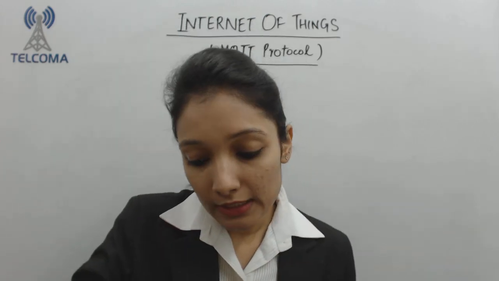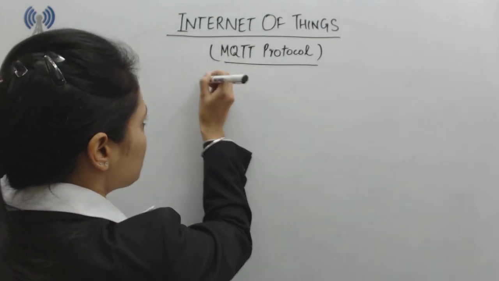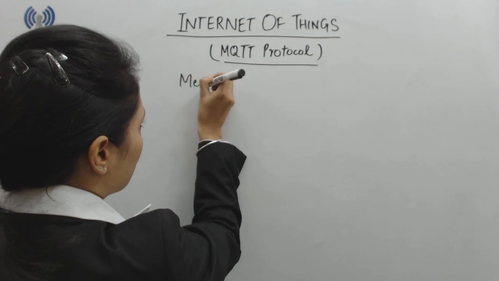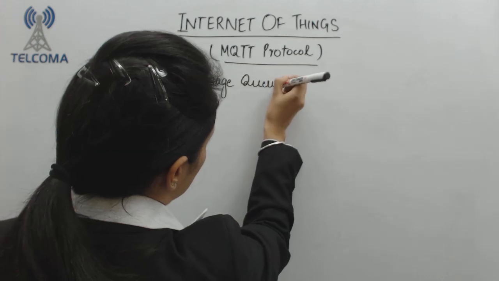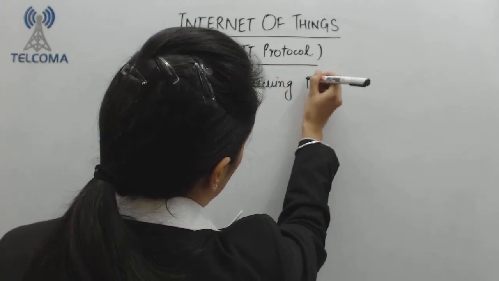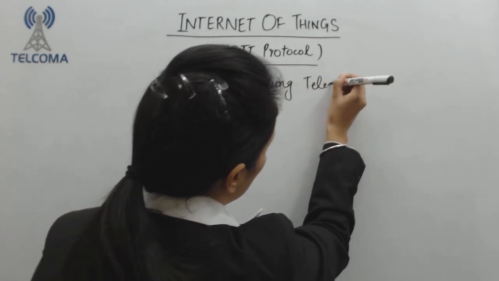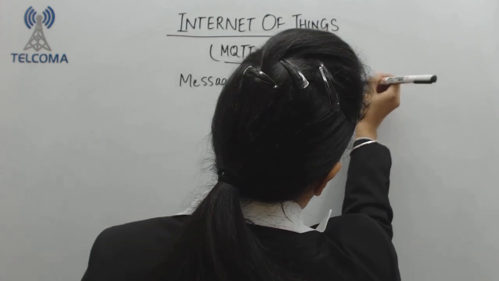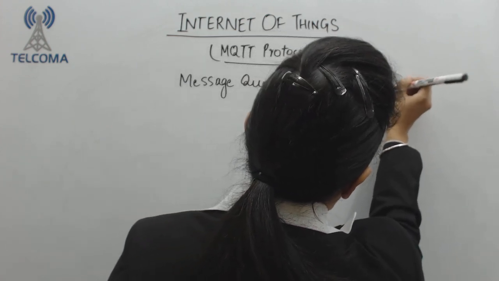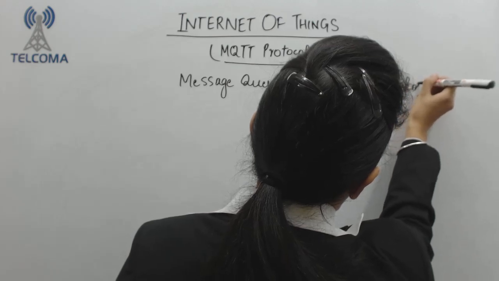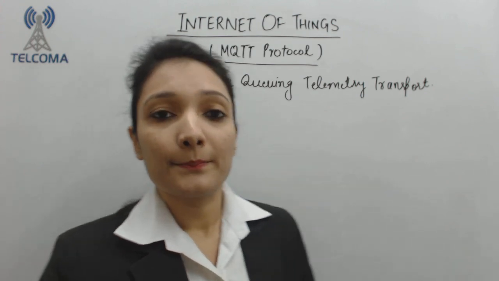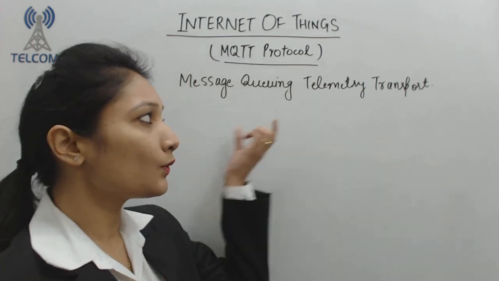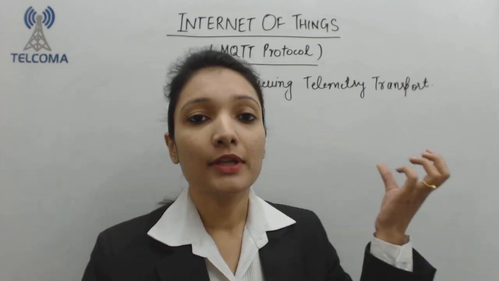MQTT refers to Message Queuing Telemetry Transport protocol. So this is basically a lightweight messaging protocol, that is a queuing protocol and telemetry protocol.